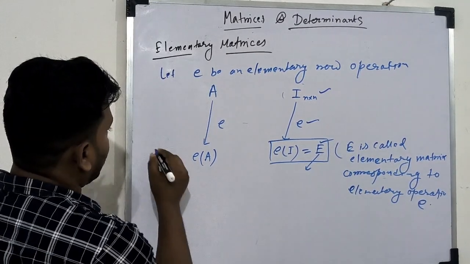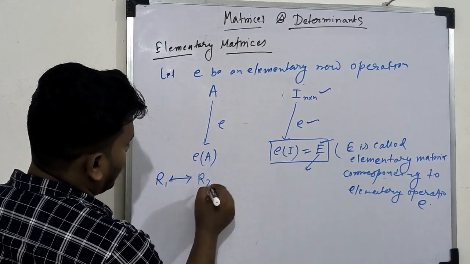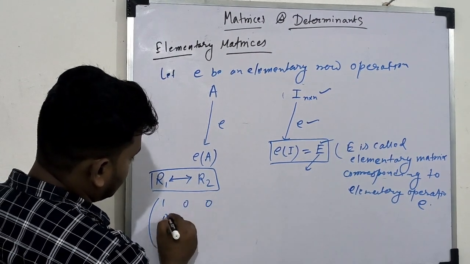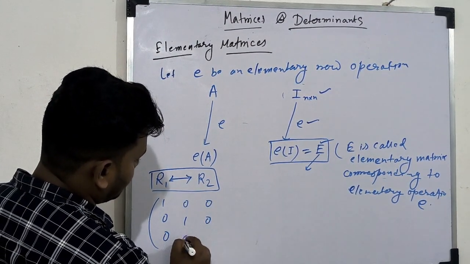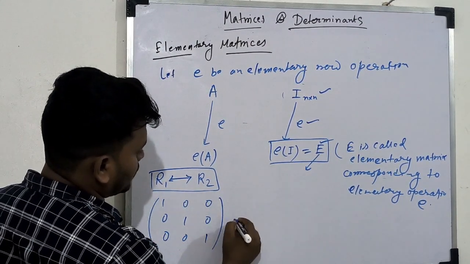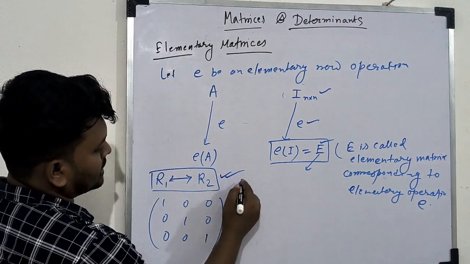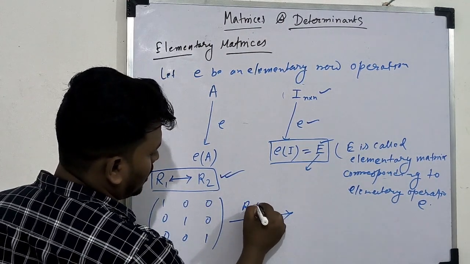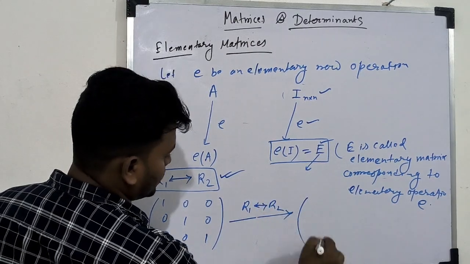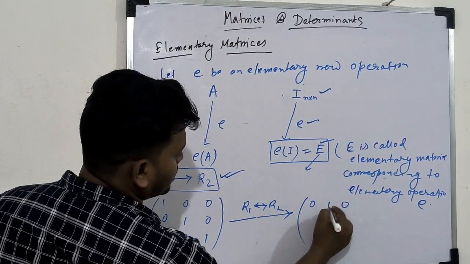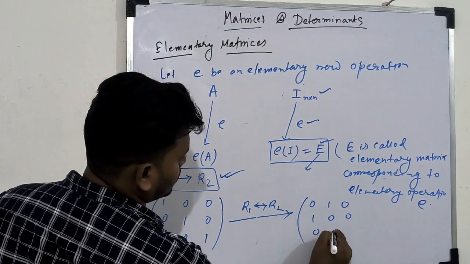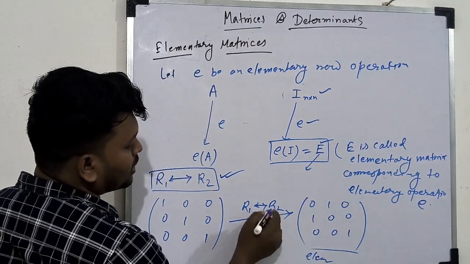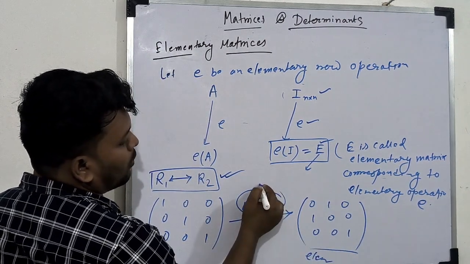So if we apply interchange R1 and R2 on an identity matrix of order 3, then we get, so you can write R1 interchange R2, this will look like 0, 1, 0, 1, 0, 0, 0, 0, 1. So this is the elementary matrix corresponding to this row operation E.